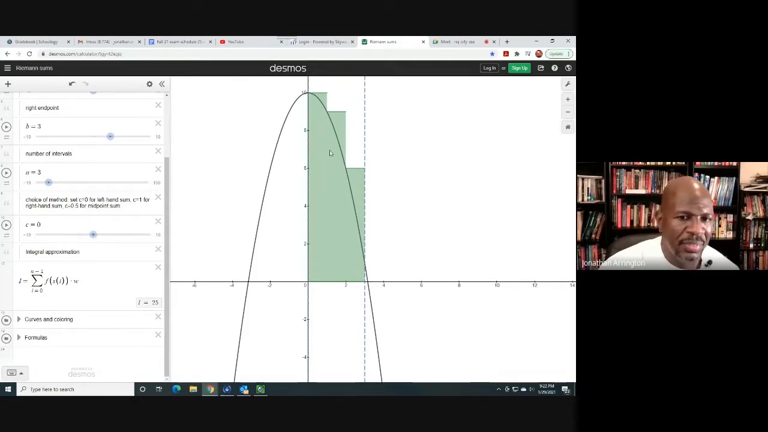The right gives an underestimate and the left gives an overestimate in this particular case, because on the interval we're looking at, which by the way is from 0 to 3, the function is decreasing. When a function decreases, a left Riemann sum is an overestimate and a right Riemann sum is an underestimate. If a function is increasing, the reverse occurs. I'm going to go back to a right Riemann sum.